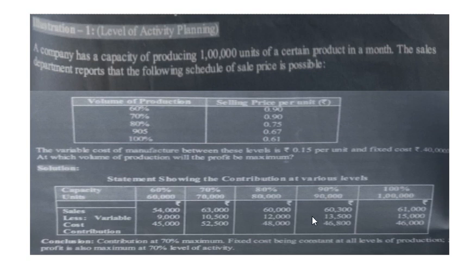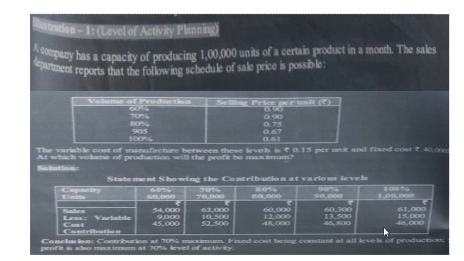Then for 90%, it is 0.15 variable cost per unit. So the number of units for 90% is 90,000 into variable cost 0.15, which will give us 13,500. So 60,300 minus 13,500 will give us a contribution of 46,800. In the same way, for 1 lakh units, 1 lakh into 0.15 variable cost per unit will give us 15,000. So 61,000 minus 15,000 will give us 46,000 as contribution.